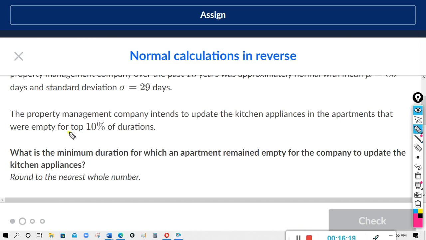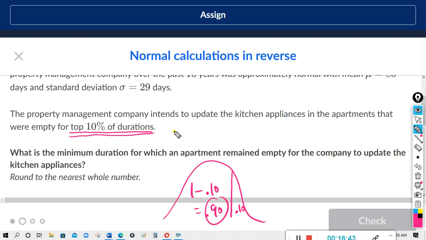In this one here, it says the top 10%. So to the right is 10%. But the z-score table gives you the area to the left, so you want to do 1 minus 0.10, which would be 0.90. Since it says top 10%, you have to do 1 minus 10% and look up 0.90, or should I say 0.9000. And then look for the z-score associated with that value.